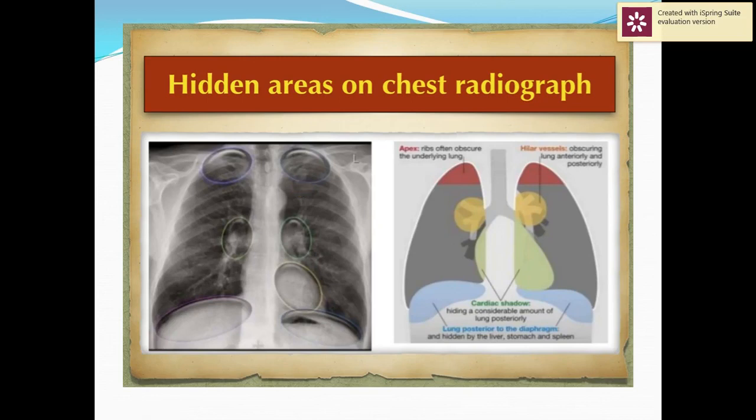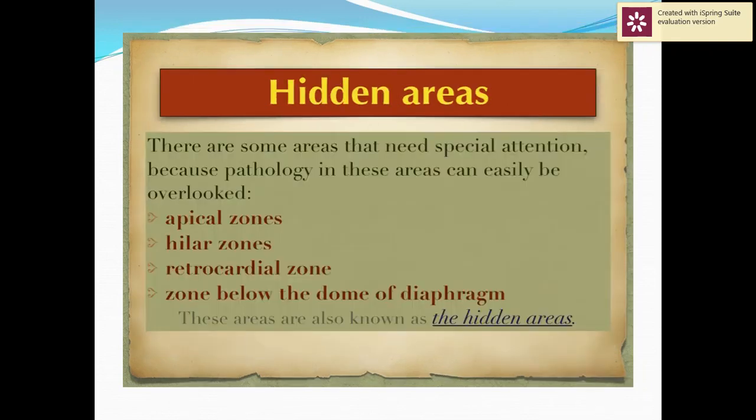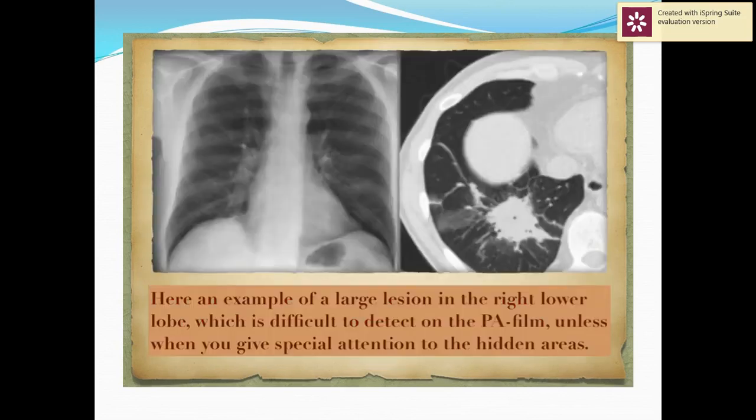Also, we have to look for the hidden areas in the chest radiograph: behind both the clavicles and the hilum, and also behind the diaphragm. Also very important to check there. The hidden areas are the apical zone, hilar zone, or retrocardiac zone. This is a patient with chronic cough and a heavy smoker. No obvious lesion in the PA view.